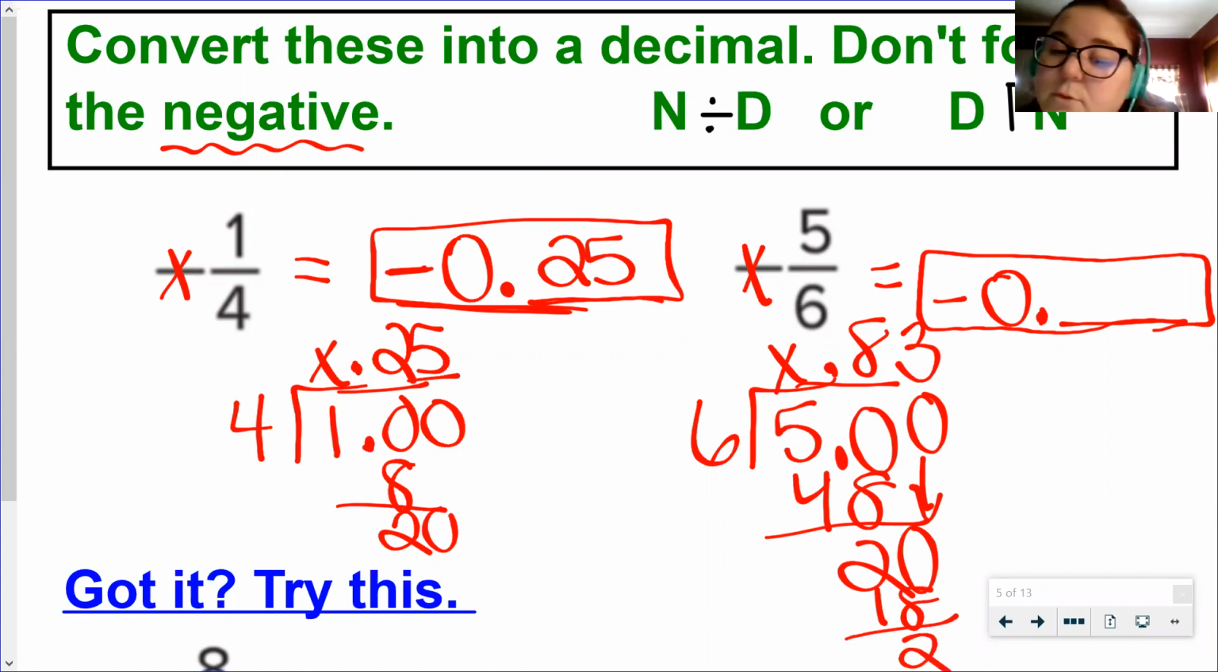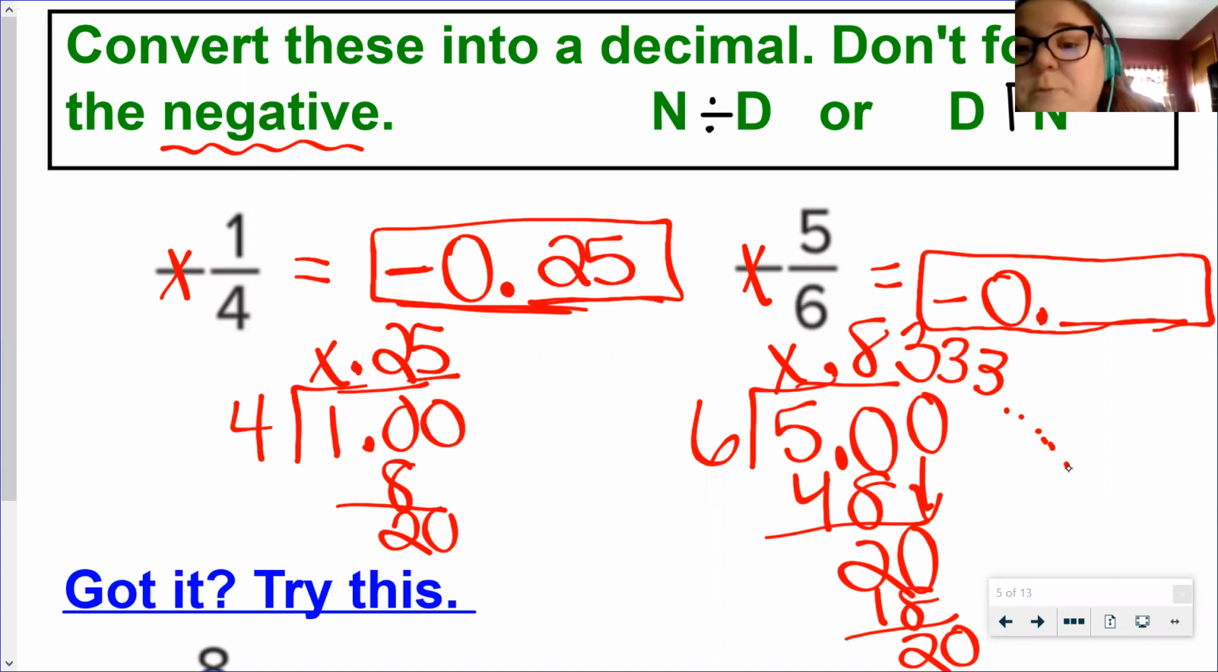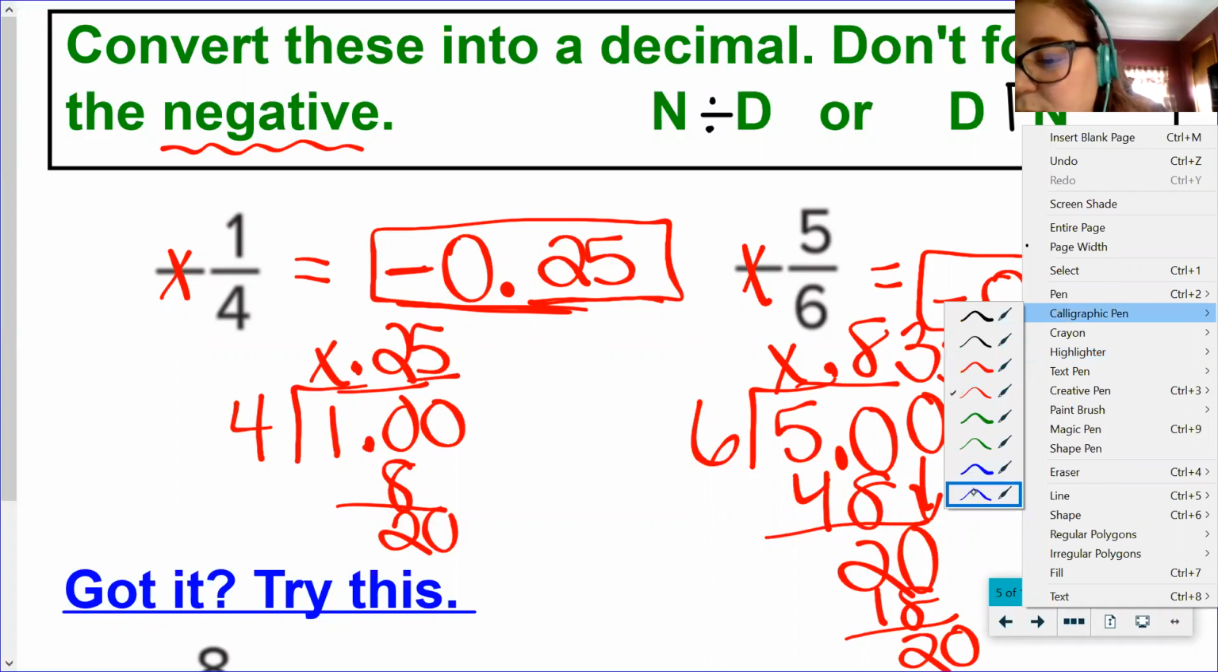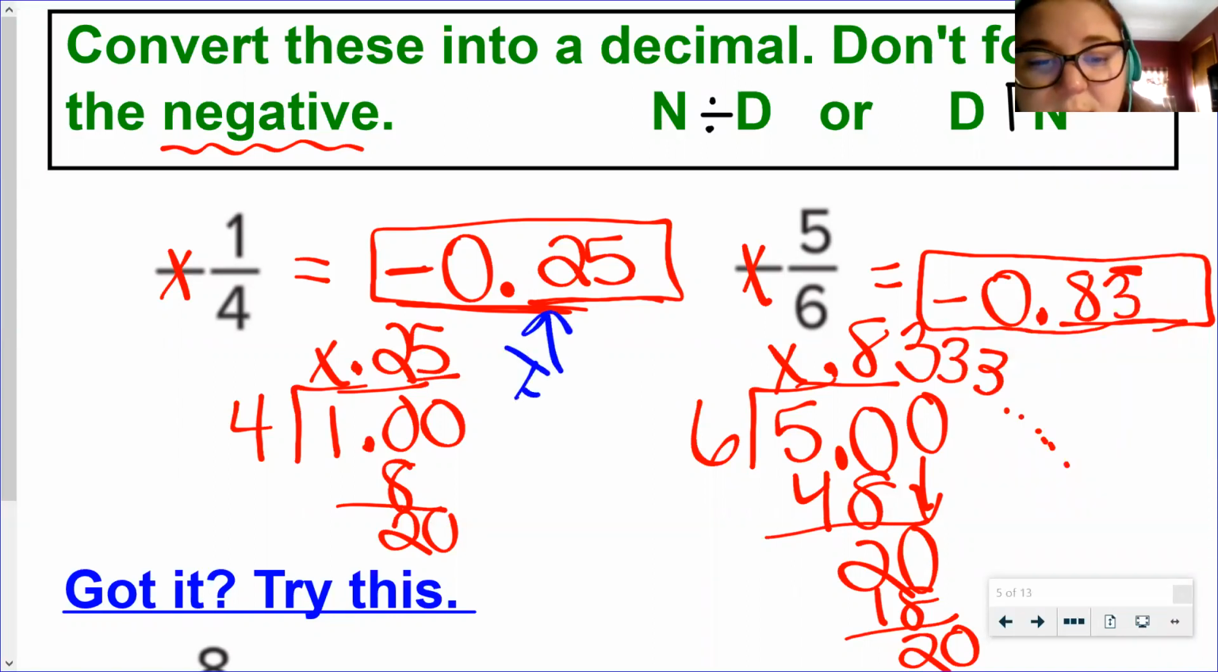And then I got a 2, and then I'll have another 0, and then you'll notice that this starts to repeat. Don't mind the phone ringing in the background. So this would be 0.83, but I would show this line over the 3. So this is what we call, let me change my color here real quick. This is what we call a terminating decimal.